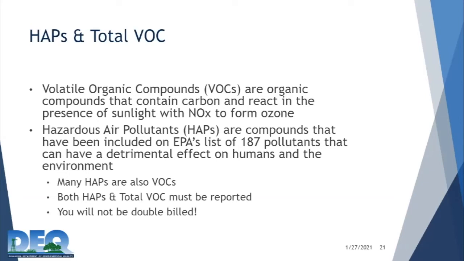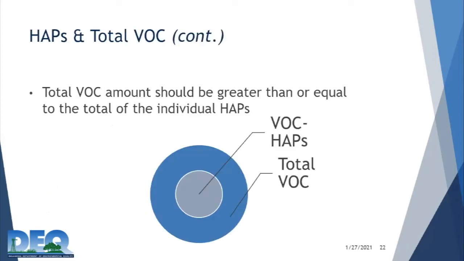Both HAPs and total VOC must be reported, but just to put your mind at ease, you are not double billed. We split these out when we do your annual invoices. Here's a visual representation of what this looks like and what it means for your emissions inventory. Basically, your total VOC amount should be greater than or equal to the total of the individual HAPs. So an easy way for you to check this is just make sure that before you do your submission, that your total VOC amount is greater than or equal to all of your individual HAPs. That's a big one that we run into.